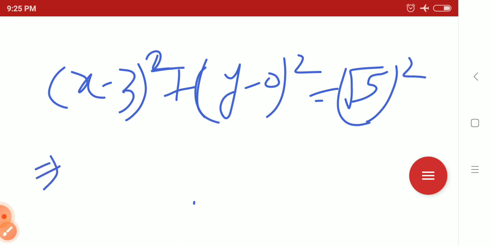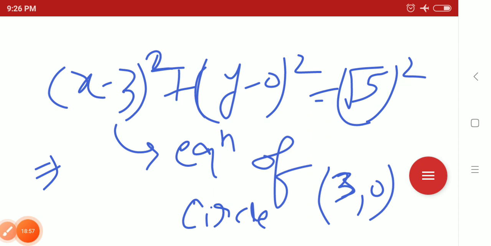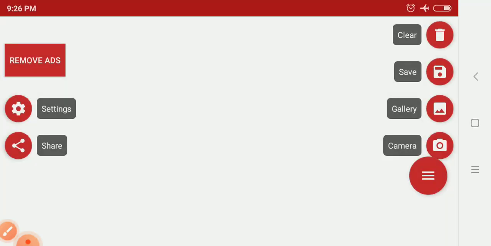So it is the equation of a circle. What type of circle? Here the circle has center at (3, 0). So this is the equation of a circle having center at (3, 0). Let's discuss another problem or another topic.